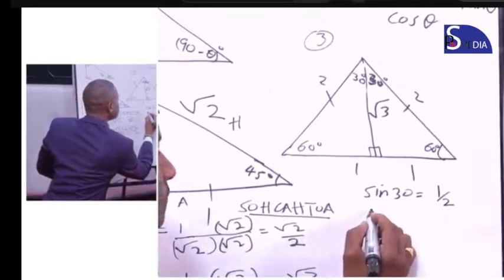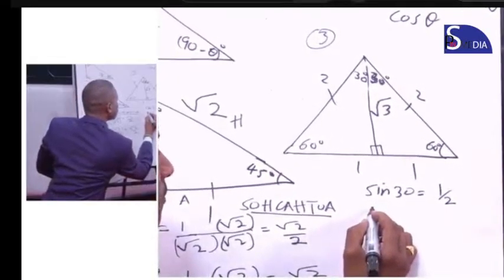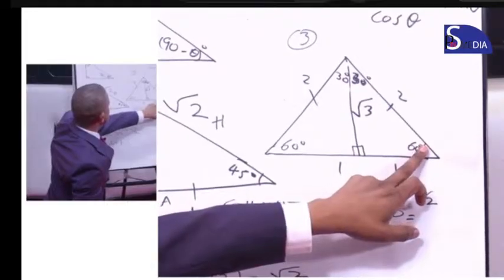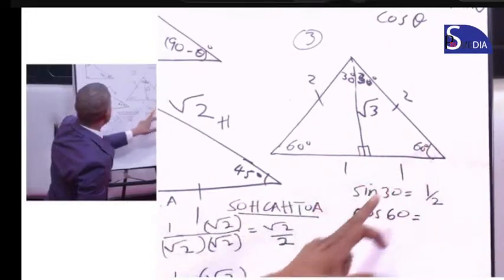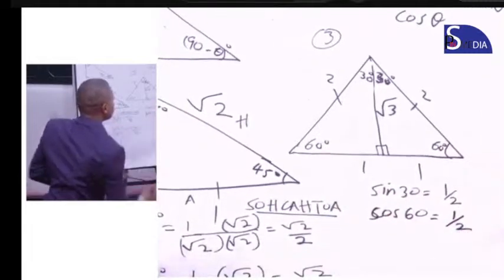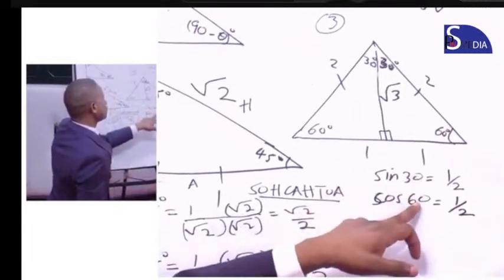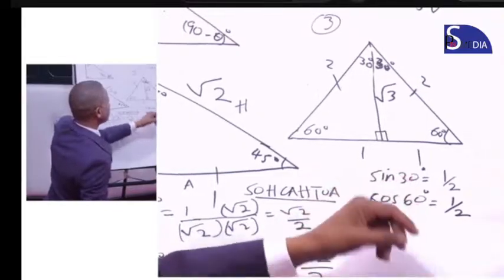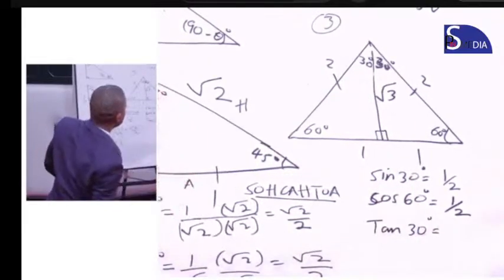Then we go to cos 60. Cos 60 equals adjacent, which is 1, over hypotenuse, which is 2, so it is still half. So you realize that sin 30 equals cos 60. Therefore, 30 degrees plus 60 degrees equals 90 degrees.